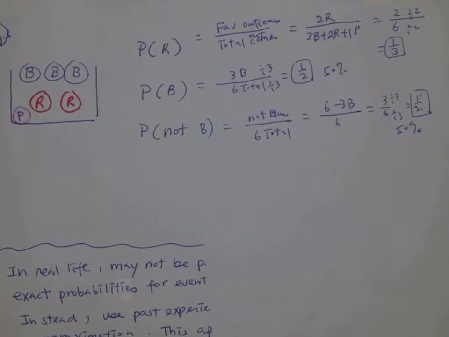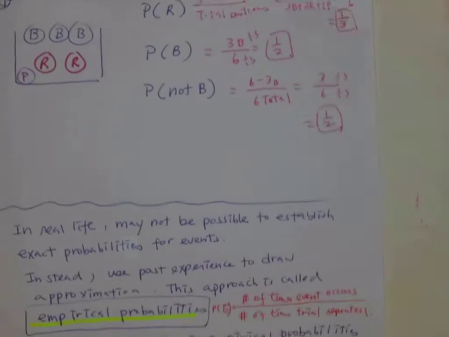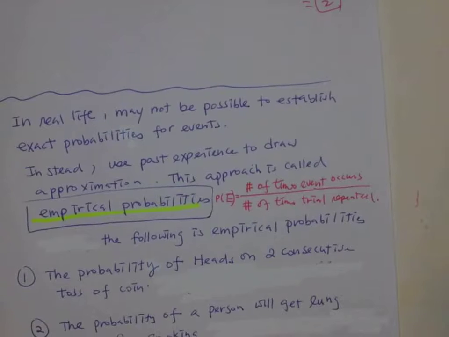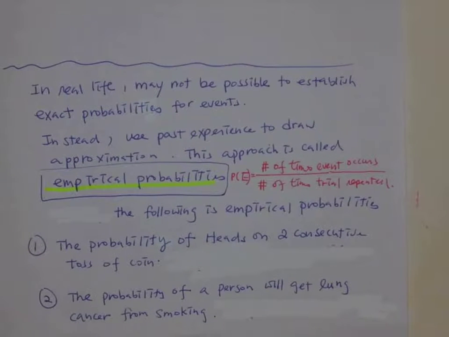Hope that makes sense. The very last part talks about empirical probability. They say in real life, and again, if you want to pause and write it down, please do so. It may not be possible to set up the exact probabilities for events, like tossing a coin, heads and tails. Like you can set up, but some other events you may not be able to.